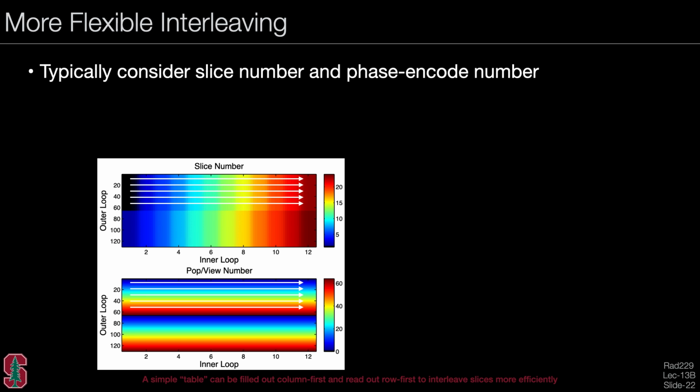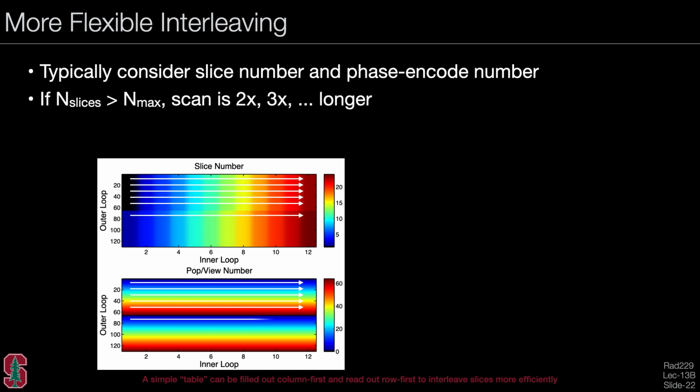But notice we've only acquired half of the slices here, and now we're going to acquire the remaining slices using the same technique for the other half of the slices. And this works fine as long as the total number of slices is nicely divided by the number of slices we can fit in the acquisition. However, what if we want to acquire one more slice? Without changing the TR here, that's going to add a significant amount more time.